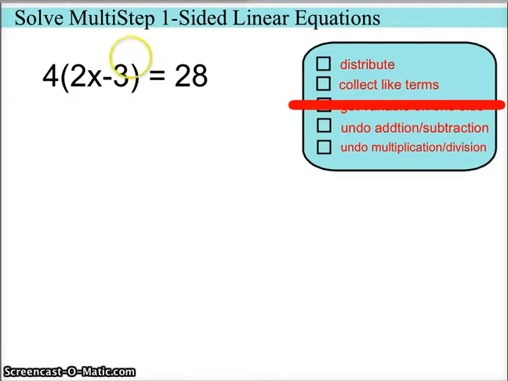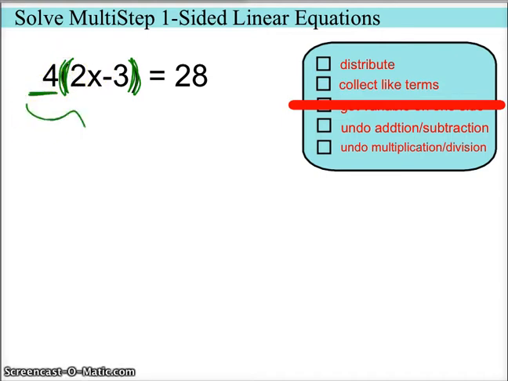So here we have a linear equation, a one-sided linear equation, which means the variable is only on one side. And we have this parentheses bracket right here. What those mean is we've got four groups of these things right here. So that's how we read it mathematically.